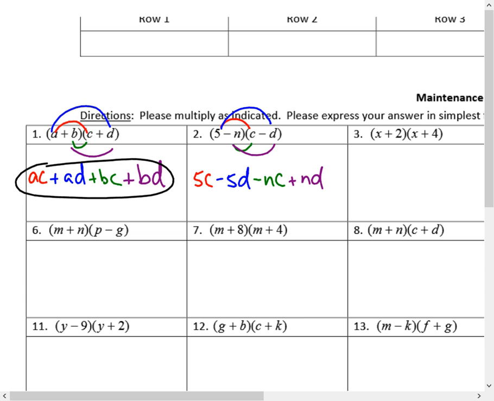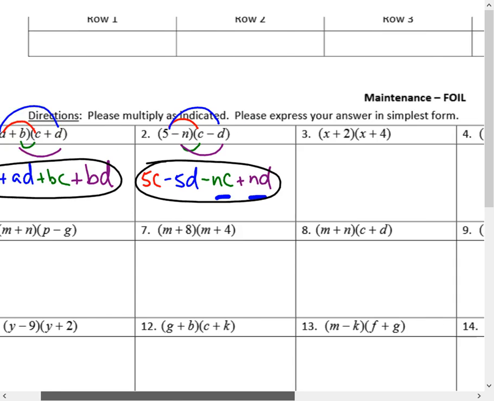We'll do a quick scan for like terms. 5C, there's no more C terms. There's one here of nC, but you're not really able to combine that. Similarly here for 5D, there's no more singular D terms. Okay, scanning, none of these terms match. This is your final answer.